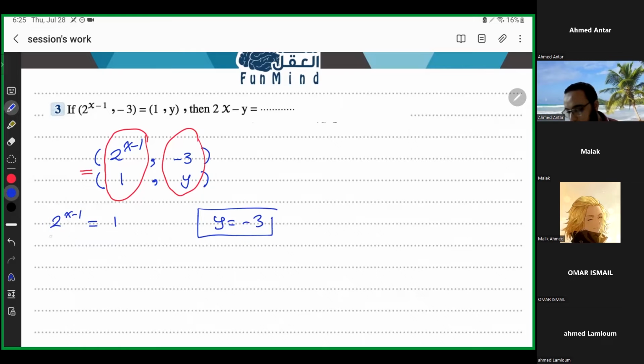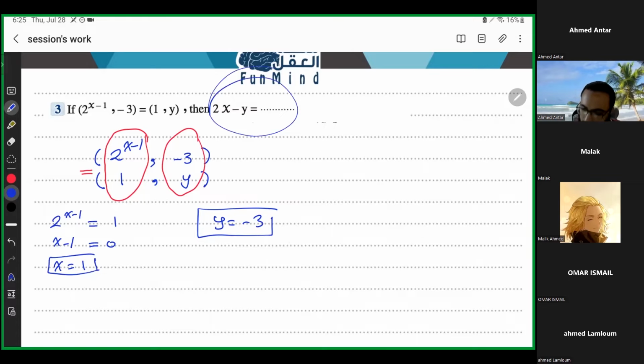From here, we can get the x. 2 power of x minus 1 equals 1. We studied last year that if there is a number with a zero power, it equals 1. Yes, excellent. So the power to get 1 must equal 0. So here we can write that x minus 1 equals 0. So right now the x equals 1. We got the x, we got the y.